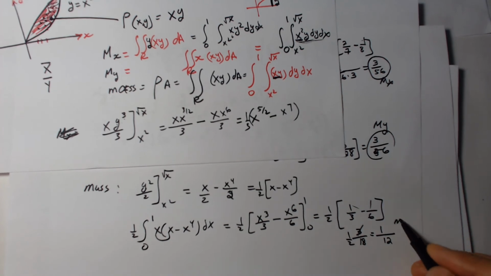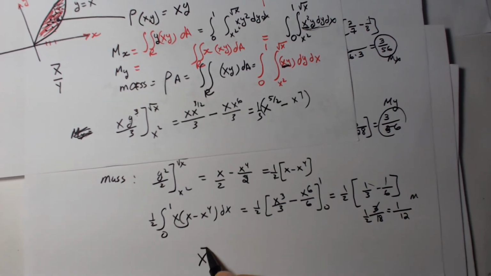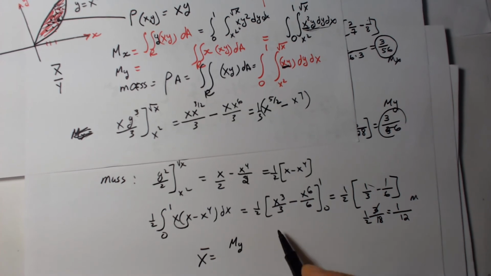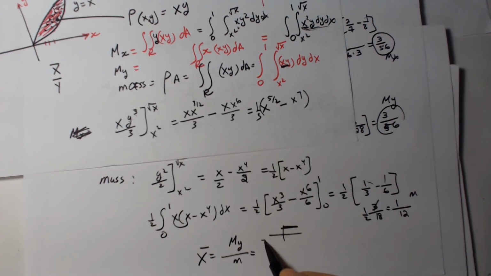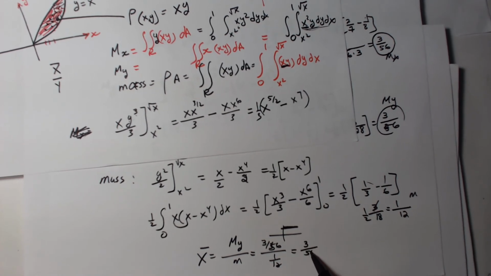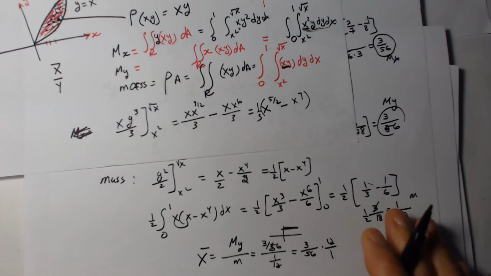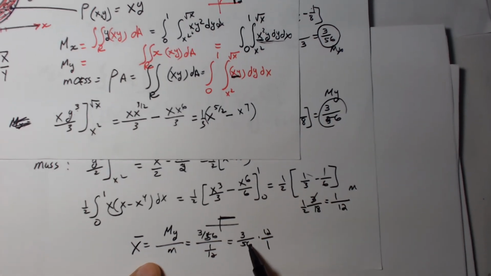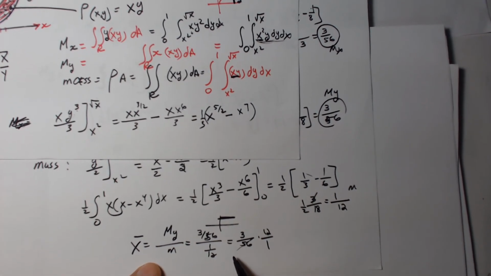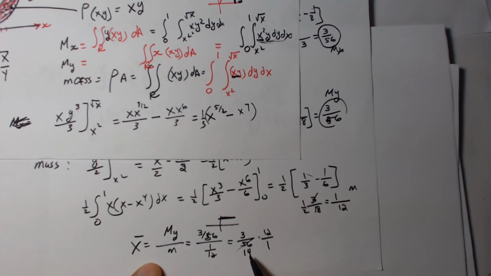That's your mass. Then what is your x bar? x bar is the moment about the y over the mass. The moment about the y was 3 over 56 over 1 over 12. Therefore, 3 over 56 times 12 over 1. When I reduce this by 4, 56 becomes 14 and 12 becomes 3.